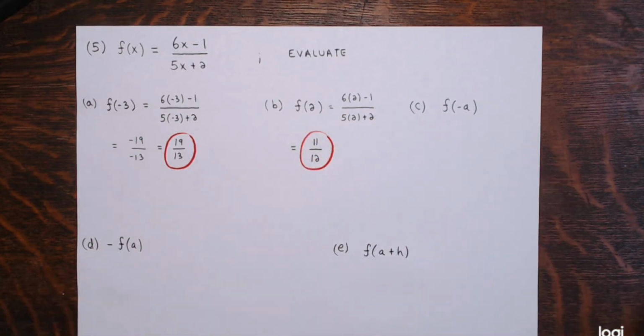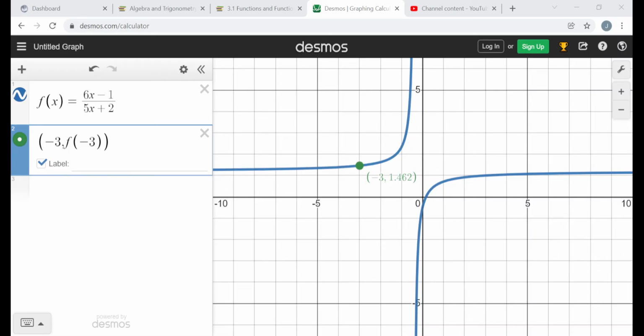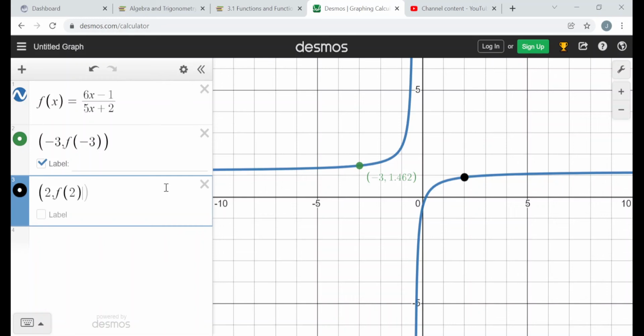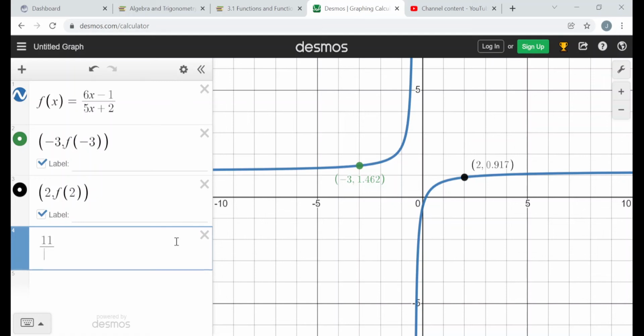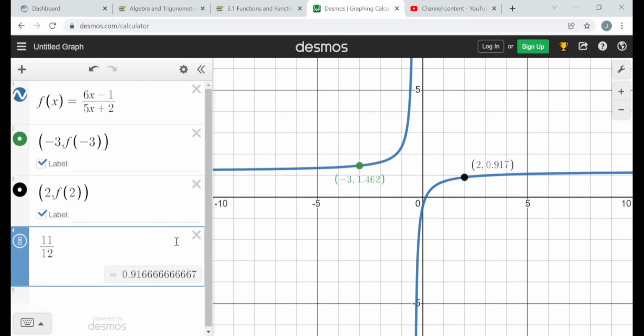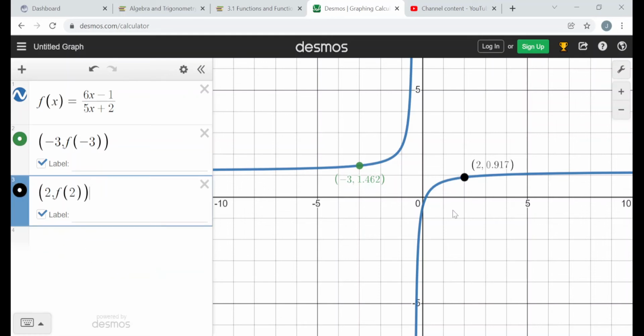And let's see. Right, let's check it. Go back to our Desmos site here. Right, so this time I'm going to enter the point. Our input was 2, and then f of 2 for the output, and there it is. Right, let's label this and see the output here is 0.917. That should be what 11/12 is rounded to 3 decimal places. All right, see it's 0.9166666. It's 0.917. Okay, great.